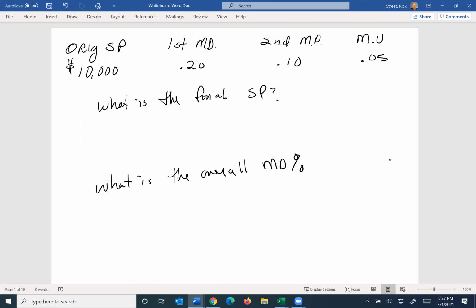from 10,000. It's much easier just to go $10,000 times 0.80. And then what you do is you take that amount times that by 0.90, take that amount times it by 1.05, which is 5% markup, or 100% of the previous price plus 5%.